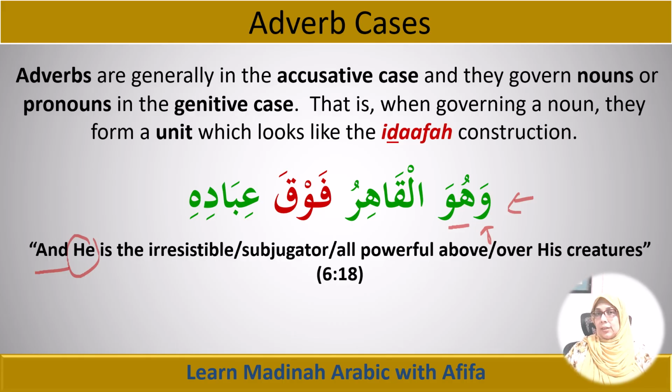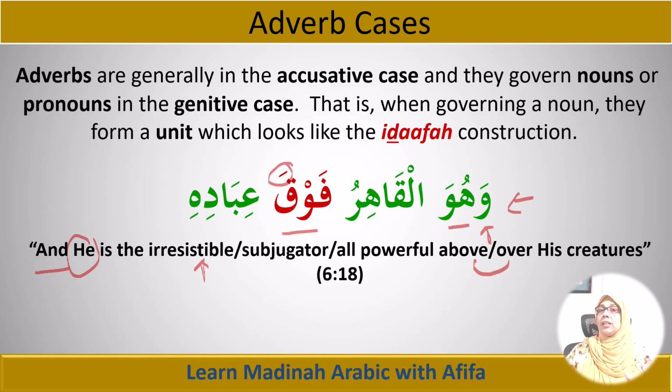Al-Qahiru is referring to Allah, and it can mean irresistible, the subjugator, or all-powerful. So that is what al-Qahiru means. And then is your adverb, fawqa, which means above or over. So this is your adverb here, and it's denoting place. And notice here the case of this is accusative. It's mansoob with a fatha, because we said adverbs are generally in the accusative case.